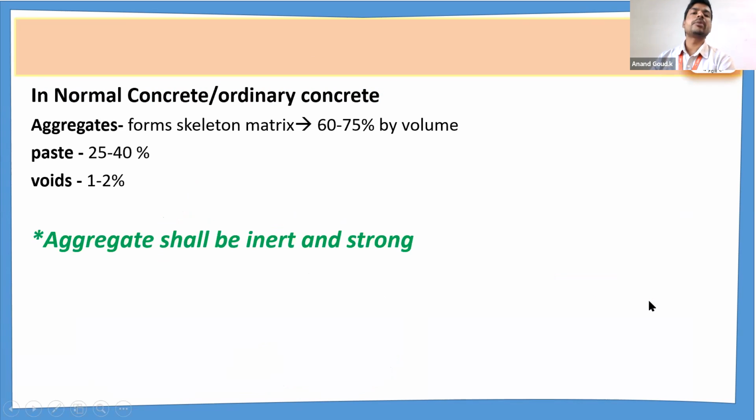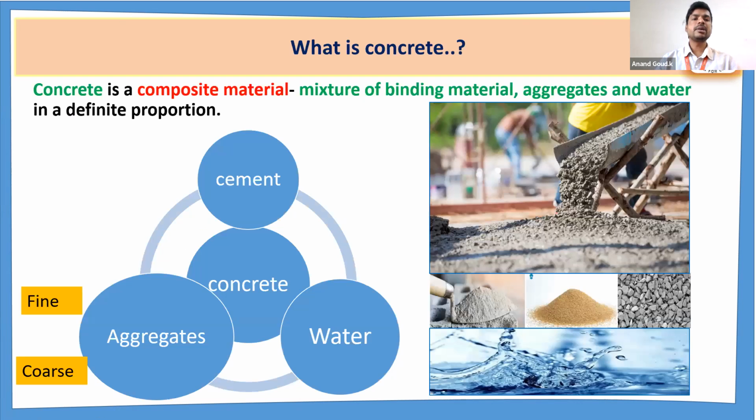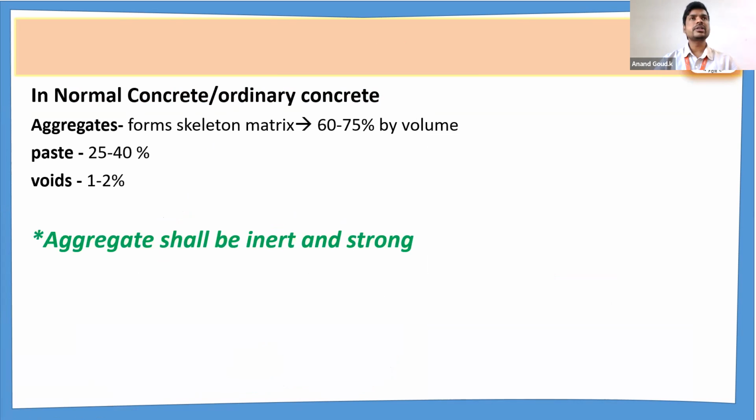So in the normal concrete we will use only basic ingredients, except these three materials: cement, aggregates, and water, or else you can call it fine and coarse aggregate. Except these, we are not going to use any other extra material in the normal concrete, not in the special concrete. In the normal or ordinary concrete, we will use only the basic ingredients.